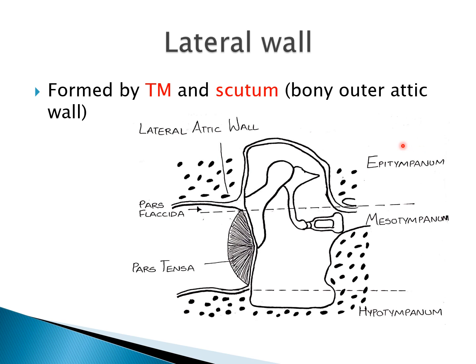Now the lateral wall. Some part of the lateral wall is formed by the tympanic membrane, and another part is the bony lateral attic wall or outer attic wall, which is called the scutum. So this part is the scutum and this part is the tympanic membrane. Both these parts form the lateral wall of the middle ear. Now the details of the tympanic membrane I have already discussed in my video on anatomy of the external ear.